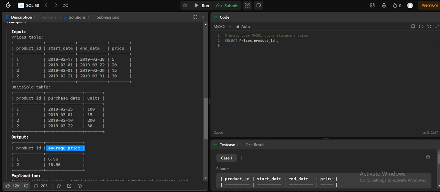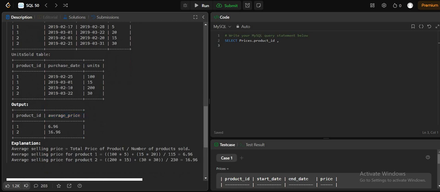It's a very simple formula. You have to calculate the total price of the product, which will be calculated using the sum function, and then the number of products, again using the sum function, and divide it. But as we discussed with the test case, there may be a possibility that a product available in the prices table might not be available in the units table. Let's first calculate it and then check the scenario.